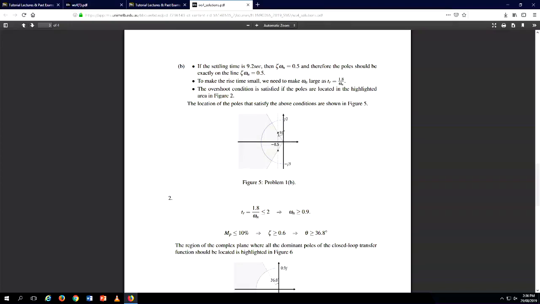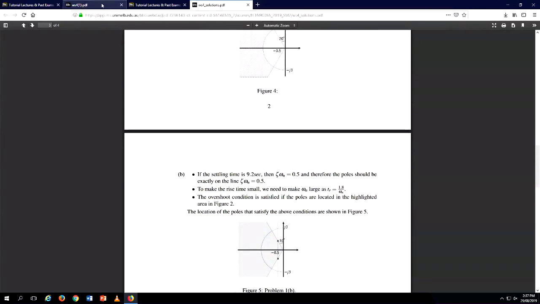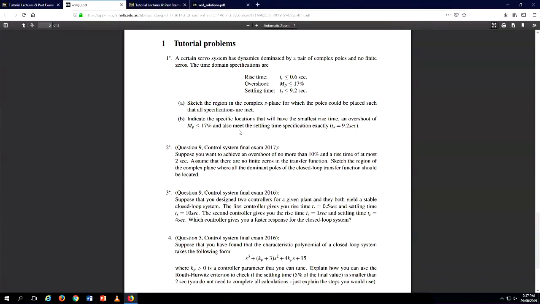So basically, where do we want poles in this case? Well, if it's exactly the settling time condition, then the poles should be exactly located in these two locations, right? Because that's then corresponding to settling time being exactly 9.2. So if the real part of the poles is exactly on this vertical line, right? So that's that.